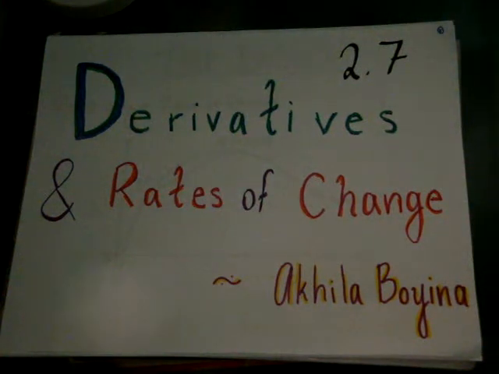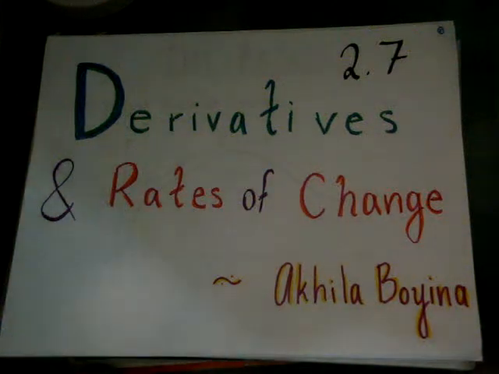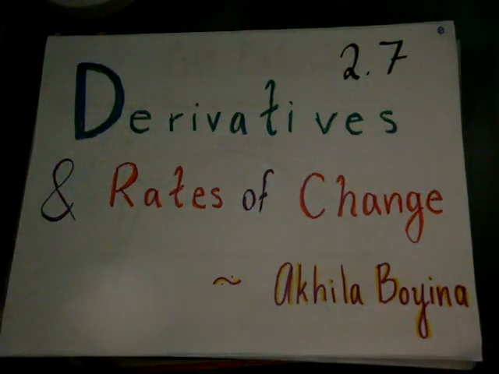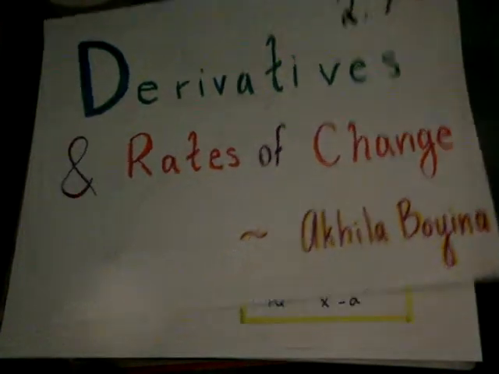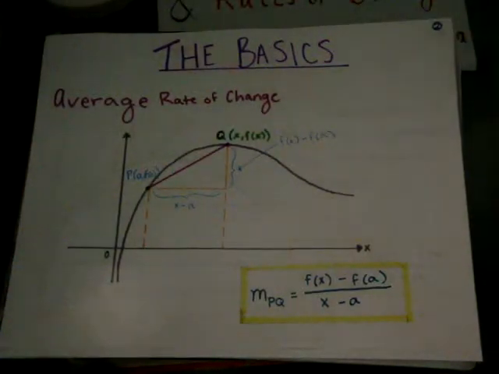Derivatives and rates of change have many similarities between different topics. The tangent line to a curve, instantaneous rate of change, and velocity all have the same type of limit, which is called a derivative, and that's what we're going to talk about. So let's go over the basics.